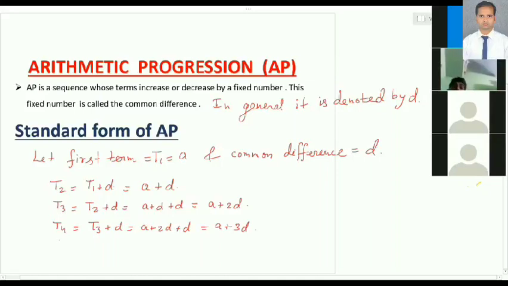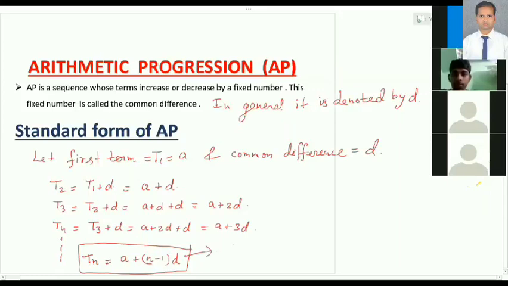Then if you want to write in general, what will be the general term of this AP? If I ask Tn, what will you say? A plus n minus 1 into d. Whatever the number of the term, from that you have to subtract 1, and that will be the coefficient of d. This will be your general term of AP. Copy this. All of you please copy this.